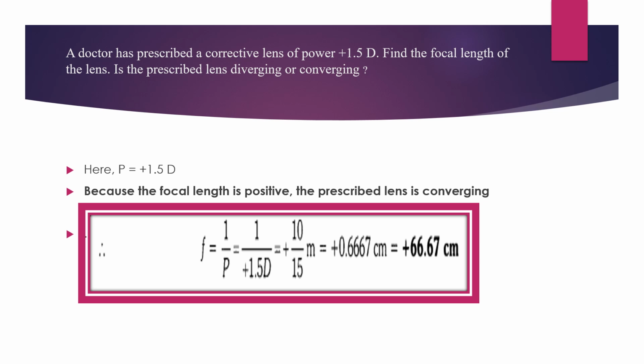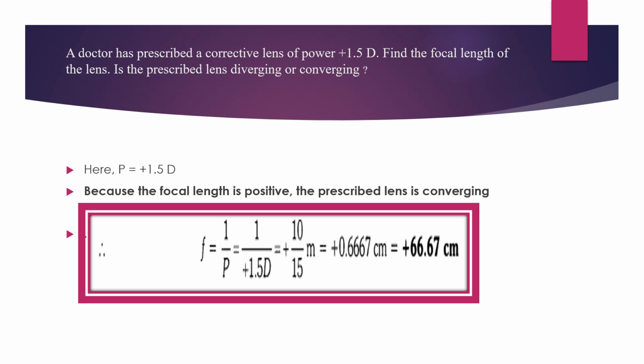Next is the people who have eye defects. The doctor has prescribed a corrective lens of power plus 1.5 D. Find the focal length of the lens. Is the prescribed lens diverging or converging? So what lens has he prescribed? That we have to see.